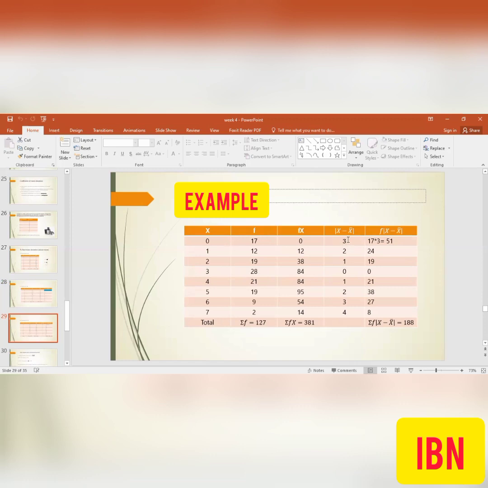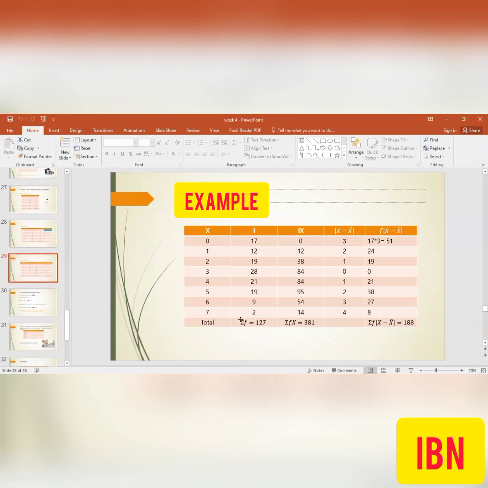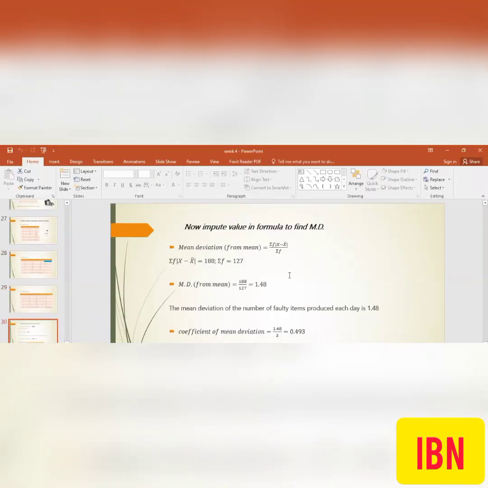means f times modulus of x minus x bar. Modulus of x minus x bar, we have it 3. So 3 into 17, we get 51. Similarly, 2 into 12, we will get 24, and so on. By the end, we have to take the sum of that, which is 188, the sum of the corresponding column, summation f times modulus of x minus x bar. And we need to divide it by the total frequency, which is 127. We substitute the values and get the mean deviation from mean, which is 1.48.